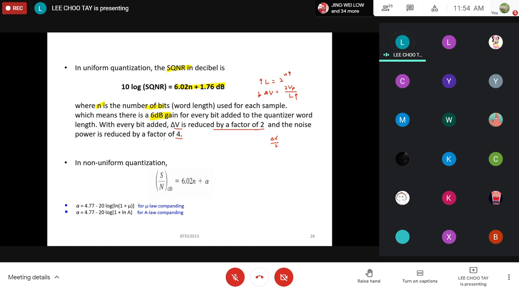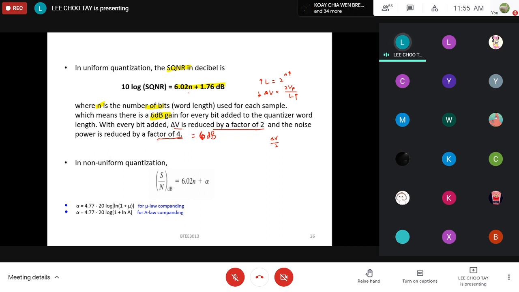So a factor of 4 is equivalent to 6 dB, sorry. Right, a factor of 4 is equivalent to a 6 dB gain. A 6 dB reduction in noise power, meaning I'm going to gain 6 dB in my signal to noise ratio. All right, that is for the uniform quantizer.